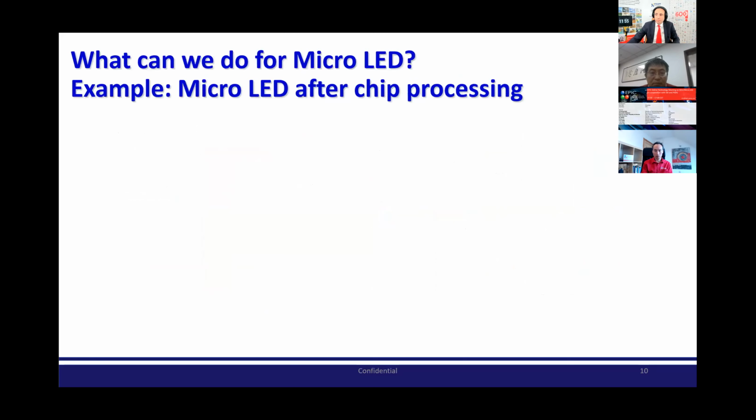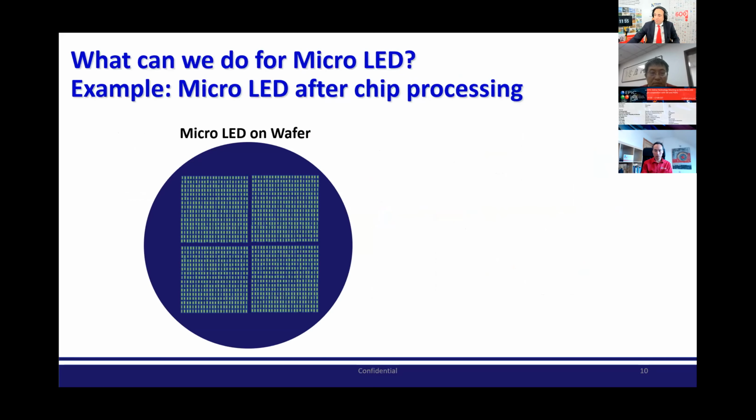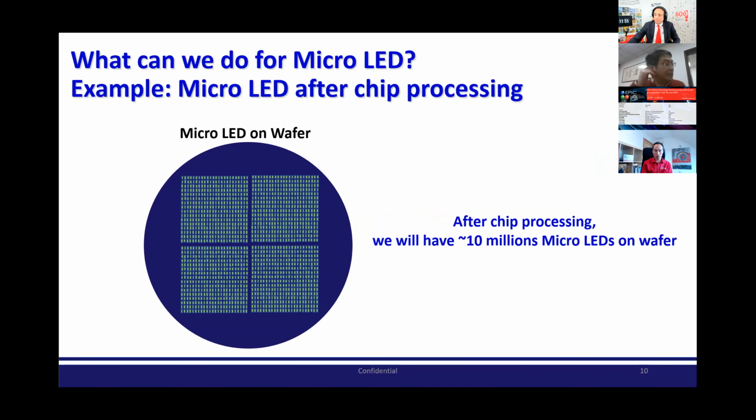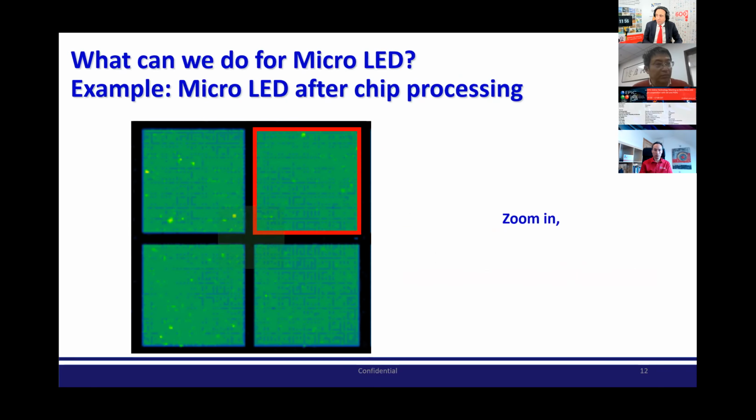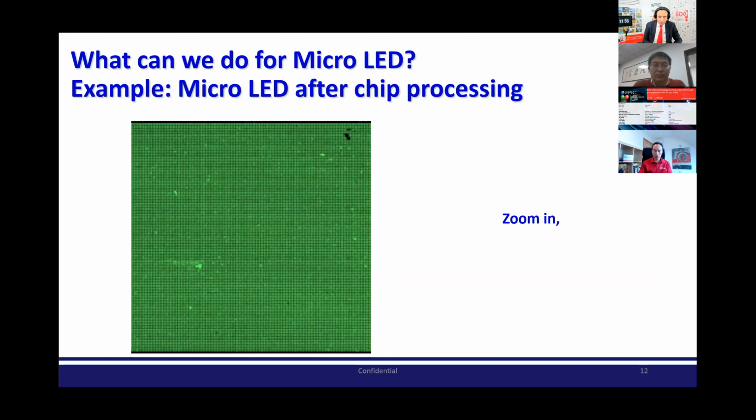So what can we do for micro LED here? For example, after chip processing, we will have maybe 10 million micro LEDs on the wafers. In our system, we can get a high resolution PL image of the whole 4-inch wafer in 10 minutes. At this stage, defects and error rate can be identified. For example, if you zoom in on this data, you will see the defect. You will see in what area the PL spectrum is not uniform, or what micro LED cannot light up with laser.